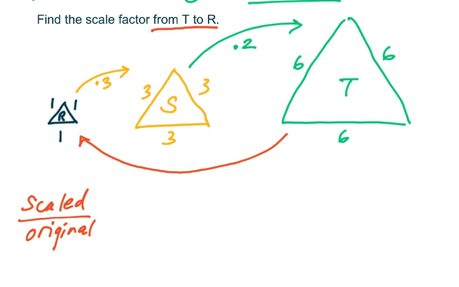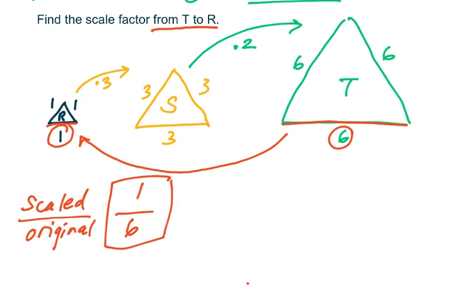So I think that I will pick the base here for R, and I'll just grab this. So the side length is 1, and I'm looking for the corresponding length on the triangle T, and that's also the base, but this time for T, and so that gives me 6, and that means that my scale factor is 1/6.